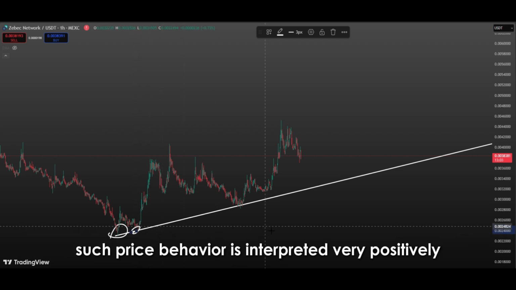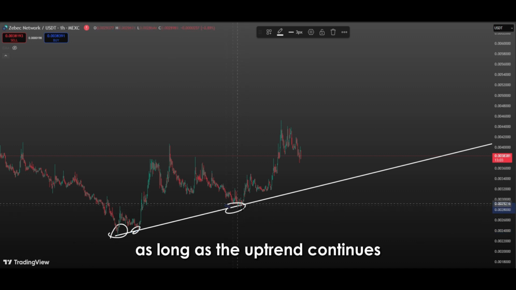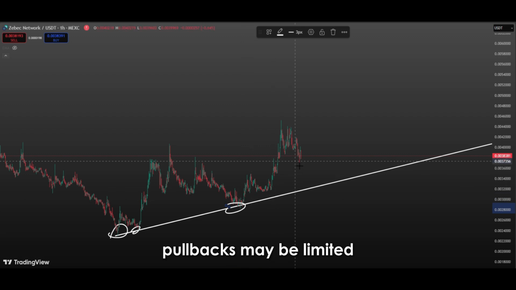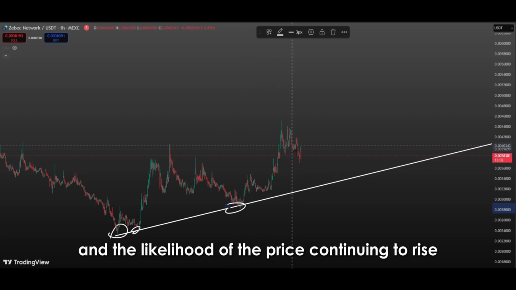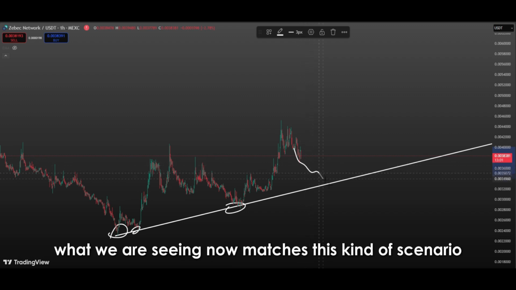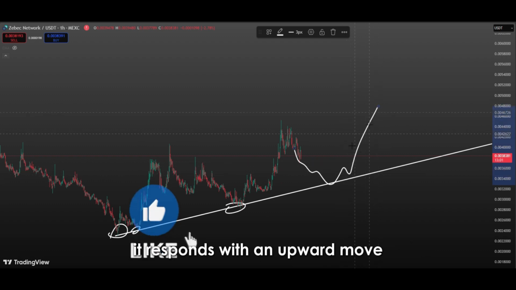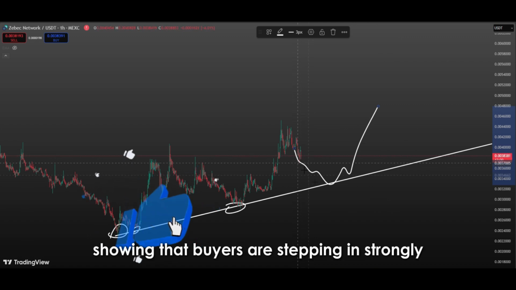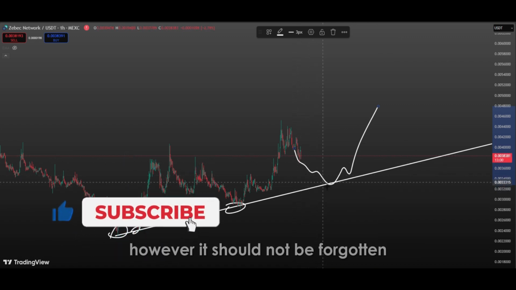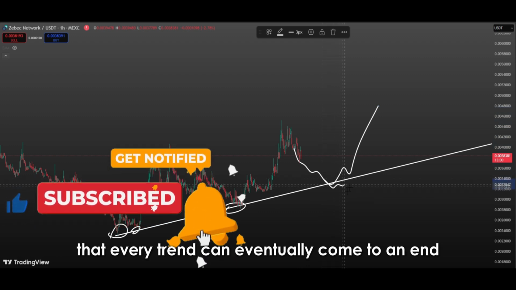Such price behavior is interpreted very positively in technical analysis, because investors know that as long as the uptrend continues, pullbacks may be limited and the likelihood of the price continuing to rise along the trend is high. What we are seeing now matches this kind of scenario. Each time the price approaches the trend line, it responds with an upward move, showing that buyers are stepping in strongly. However, it should not be forgotten that every trend can eventually come to an end.